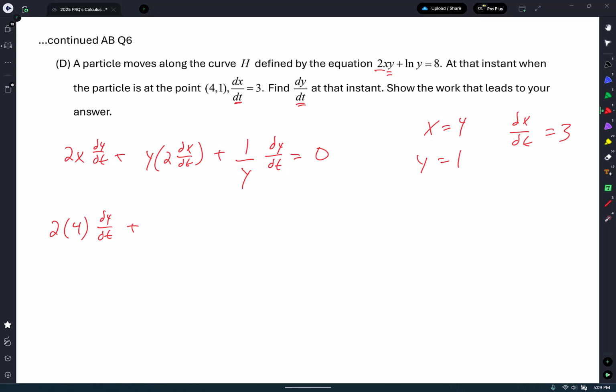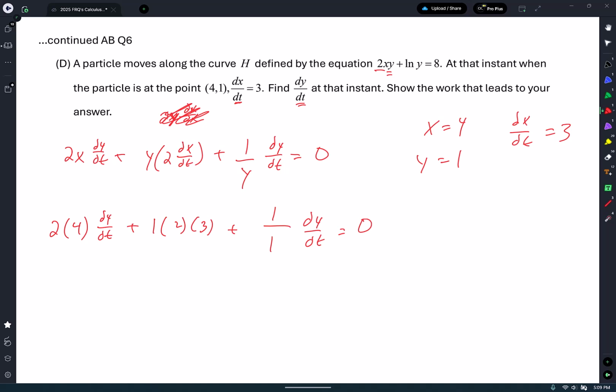Plus y, my y value is 1. I know some of you want to see 2y dx/dt. That's fine if you want 2y. See, I said 2x and 2y dx/dt. But it doesn't bother me, so I'm just going to go y times 2 times what was my dx/dt, times 3, plus 1 over 1 times dy/dt equals 0. All right, so I think we're good.